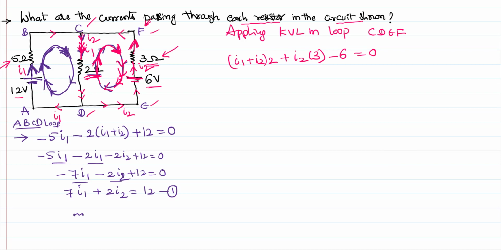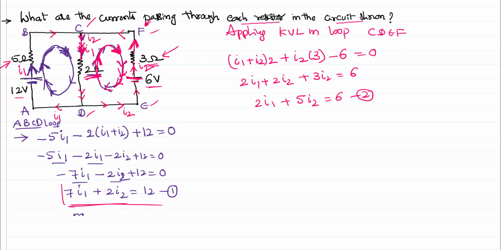So let us simplify that. 2I1 plus 2I2 plus 3I2. Take the 6 to the other side, it becomes plus 6. So 2I1 plus 3I2 and 2I2 is 5I2, equal to 6, is equation number 2. So the second equation is 2I1 plus 5I2 equal to 6. We have equation number 1 here, equation number 2 here, and there are two unknowns I1 and I2, and we have two equations. So simply solving the two equations will give you the required answer.